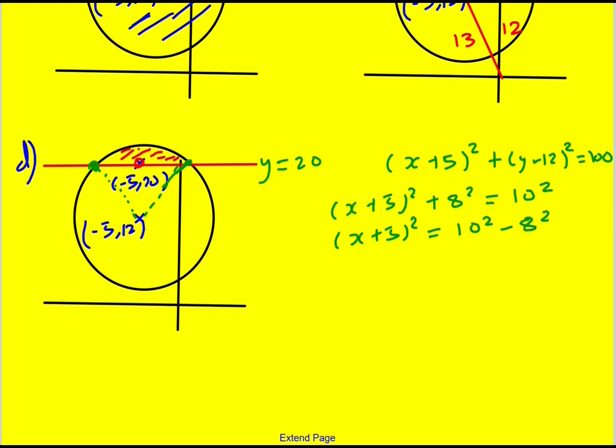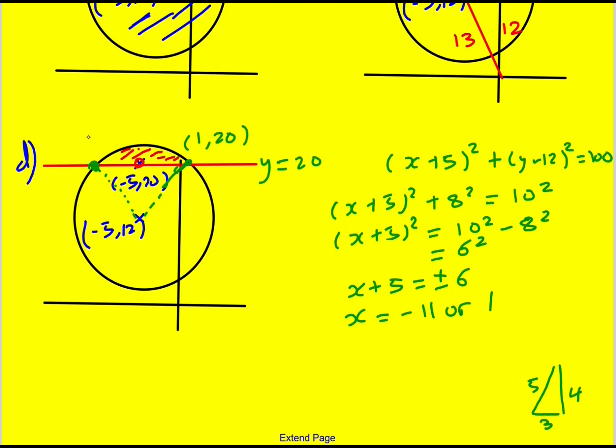Actually, a 6, 8, 10 triangle is another Pythagorean triple, because it's just double the 3, 4, 5 triangle. So we're going to get 6 squared. You could expand it and solve it. We don't need to. It's in completed square form. So x plus 5 is going to be plus or minus 6. Therefore, x is equal to minus 11 or 1. And that's what I found here. The coordinate, this one must be 1, 20, and this one must be minus 11, 20.